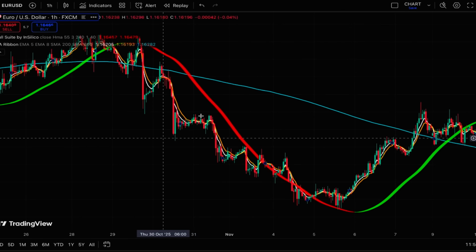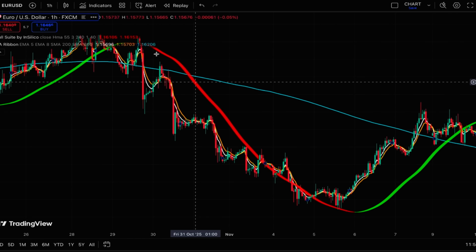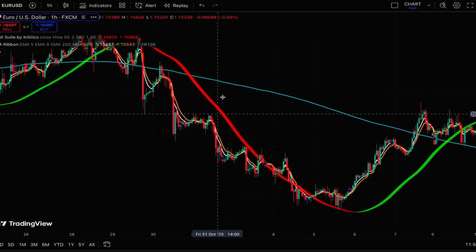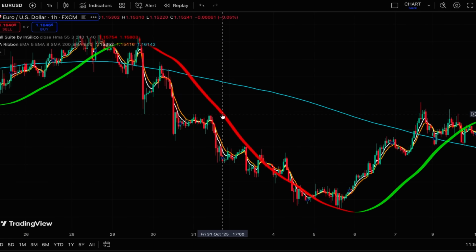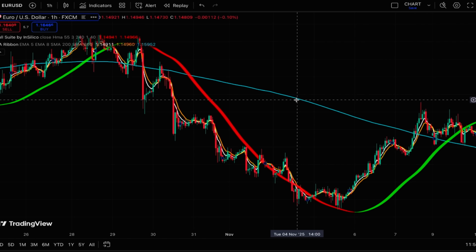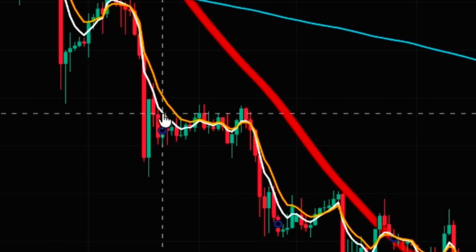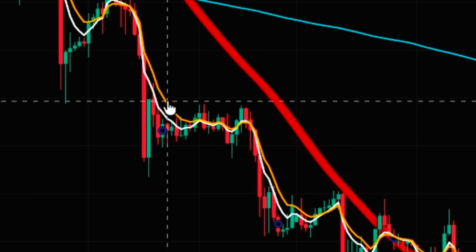Alright, getting back to our trading strategy. So this is a Hall Moving Average, which changes color between green and red depending on the direction of the market. When it is green, we are in an uptrend, and when it is red, we are in a downtrend. Then we have this blue line here, which is a simple moving average with length of 200, and then we have this white line here, which is an exponential moving average with length of 5, and we have this orange line here, which is an EMA with length of 8.